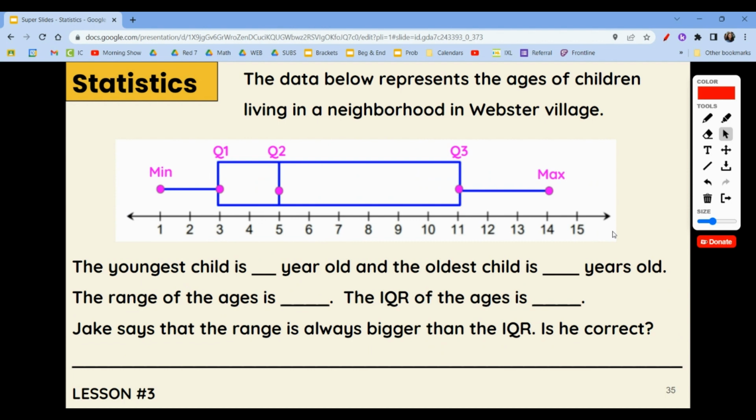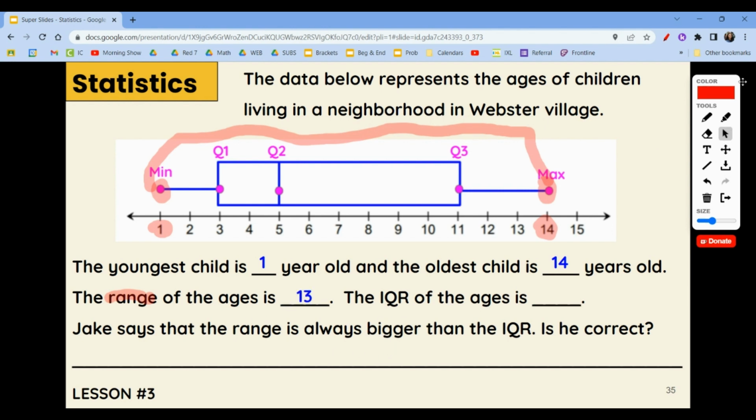Okay, new box and whisker plot. The data below represents the ages of children living in a neighborhood in Webster Village. The youngest child is, that would be the minimum of 1 year old. And the oldest child is, that would be the maximum of 14 years old. The range of ages is blank. So when we say range, we're talking about the distance between the minimum and the maximum. This is the range. So I would do 14 minus 1, and I would get 13.